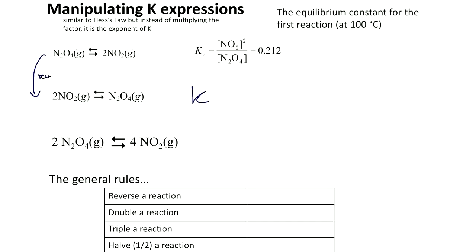If I reverse this reaction, I take the original K and take it to the -1. If I reverse a reaction, it's like Hess's law, but you take it to the exponents instead.